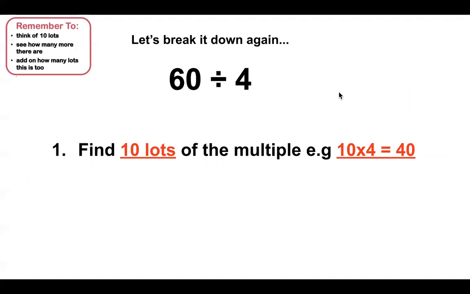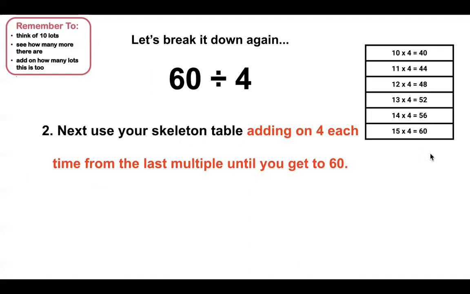Quickly looking at dividing by 4. Find 10 lots of the multiple that we are dividing by. So I would need to find 10 lots of 4, which give me 40. Then use the skeleton table, adding on 4 each time from the last multiple until we get to 60. So I'm going to start at my 40 because that is my 10 lots of 4, add on 4 each time until I get to 60.